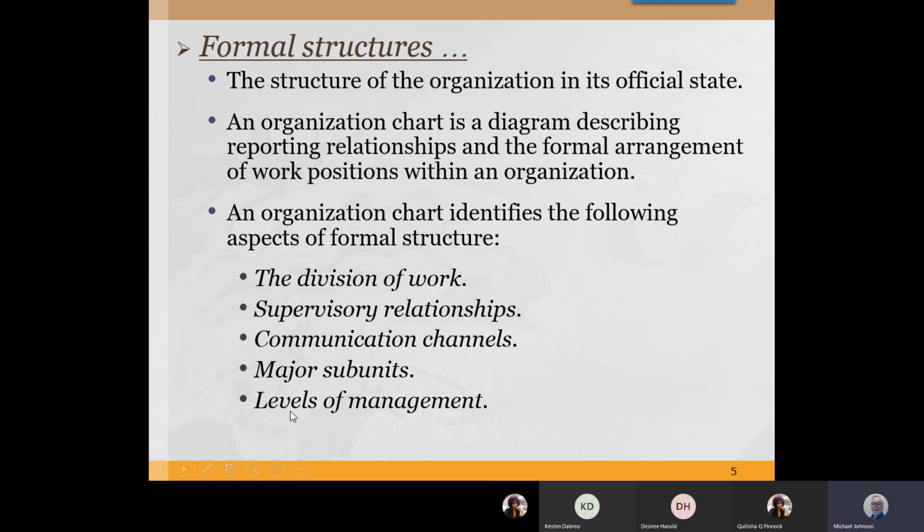So the major subunits and also the levels of management. How many actual levels will there be, and what will be the responsibility of each level, and how many people will they be expected to, let's say, supervise?